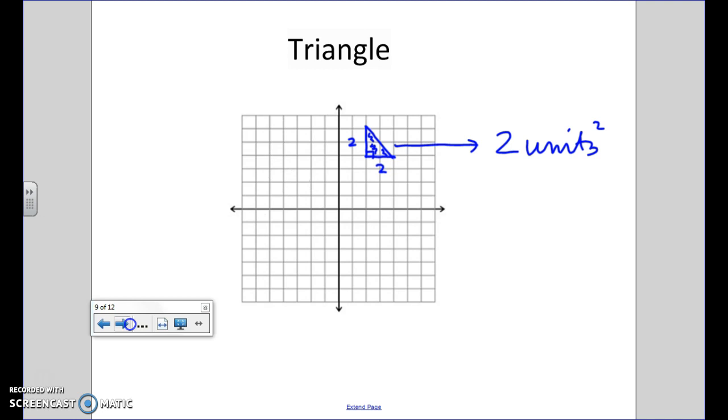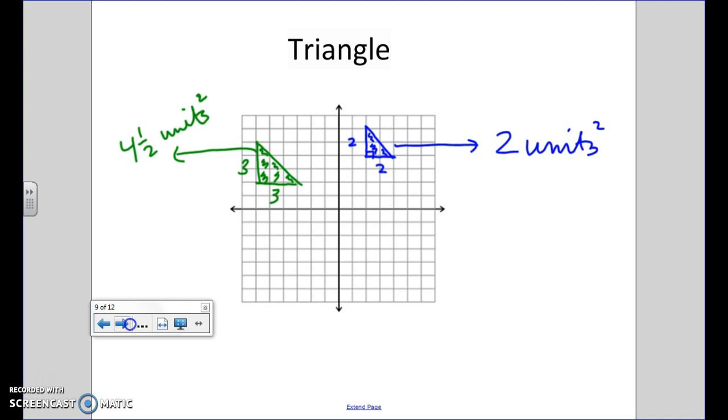Let's just do a 3 by 3 this time. And you can see that I have exact halves now. So there's 1, 2, 3. This is 3 and this is 3. And then 3.5, 4, 4.5. So that has an area of 4 1/2 square units.